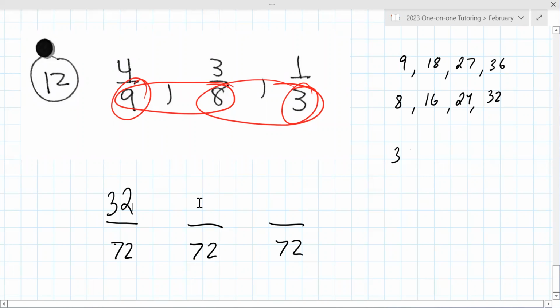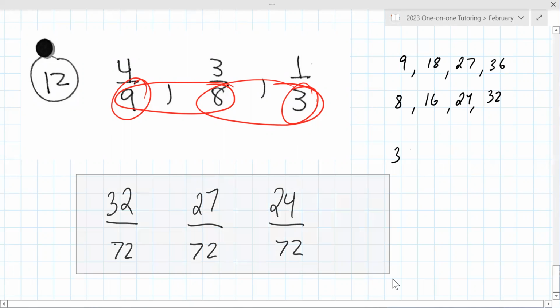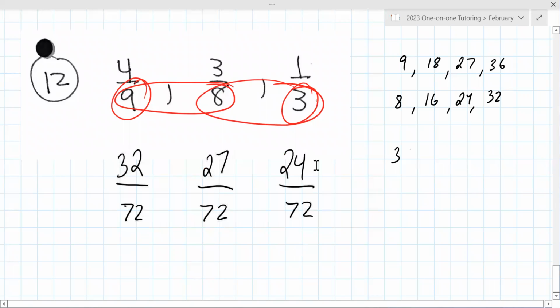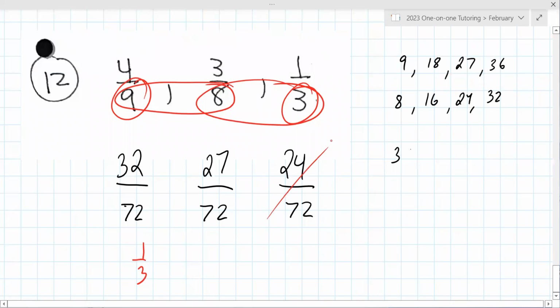So 3 times 9 is 27. Good. And then 3 times 8 is 24. So 1 times 24 is 24. Okay. So you order them from least to greatest. The smallest one is the 1/3. So our order is 1/3. And it's a good idea to sometimes slash it out or show that it's used up. Then between the next two, it's 3/8. Good.